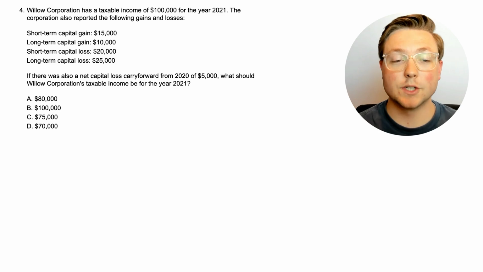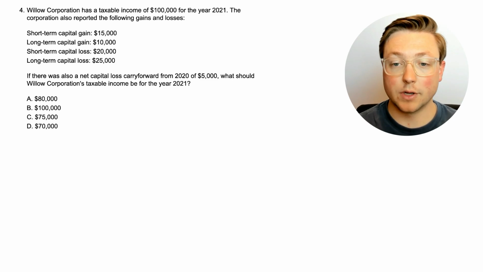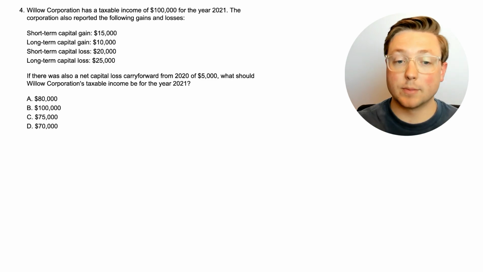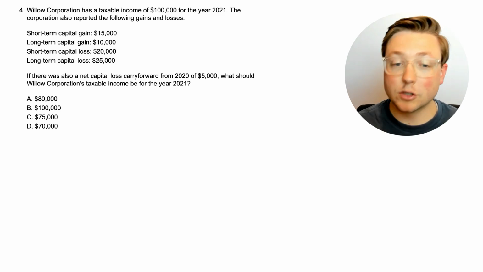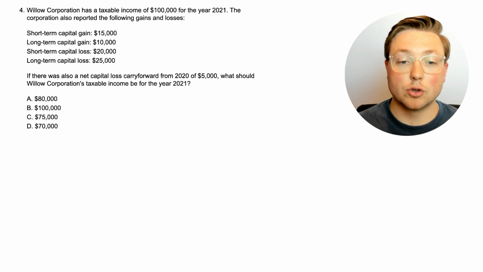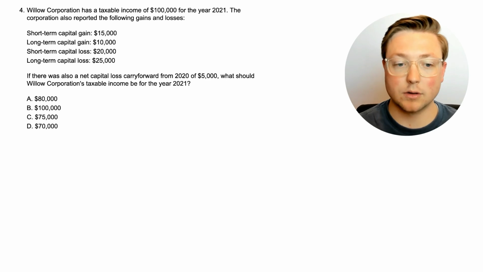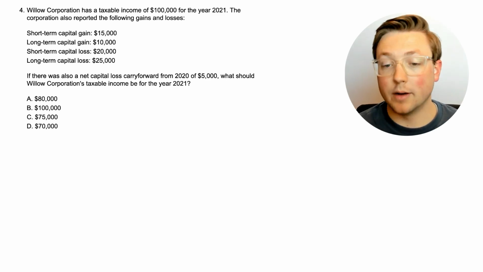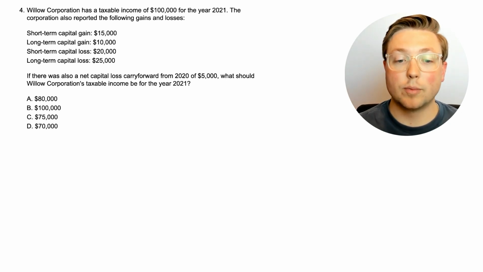Okay, here we are at question 4. Willow Corporation has a taxable income of $100,000 for the year 2021. The corporation also reported the following gains and losses: short-term capital gain, $15,000, long-term capital gain, $10,000, short-term capital loss, $20,000, and long-term capital loss, $25,000. If there was also a net capital loss carry forward from 2020 of $5,000, what should Willow Corporation's taxable income be for the year 2021?